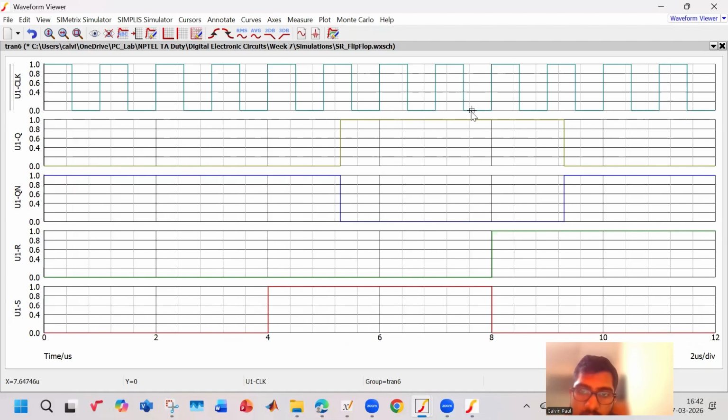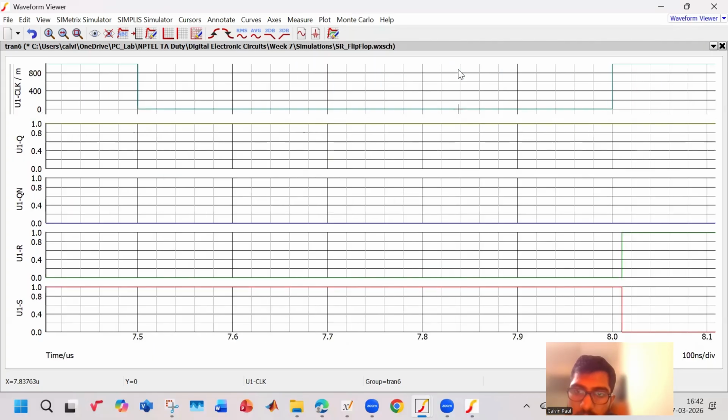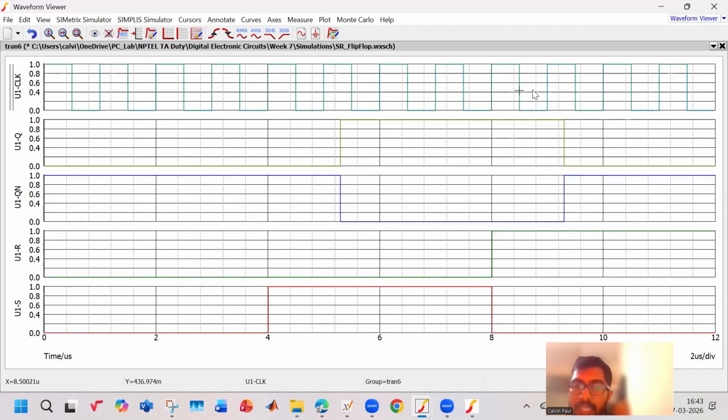Then again this pulse comes, but your R goes high now. At this instant, very, very closely, if you see, your R has gone high slightly after the clock has gone high. So there is a certain delay. Then it falls. Then again your clock goes high, and that time your R is 1 and your S is 0. So again after a delay, your Q goes low.